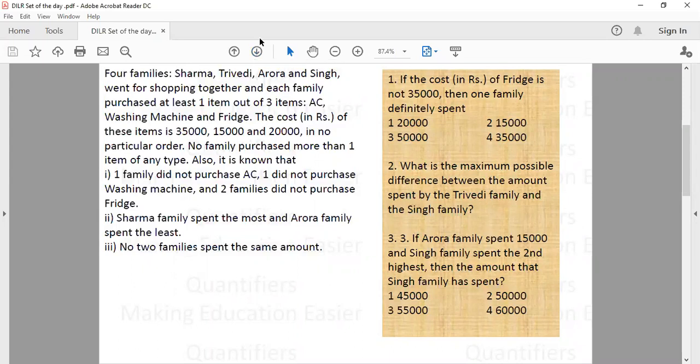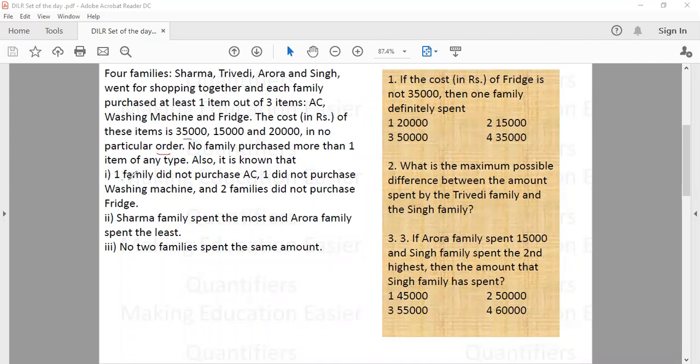Now it says there are 4 families: Sharma, Trivedi, Arora and Singh. They went for shopping together and each family purchased at least one item out of the 3 items, AC, washing machine and fridge. Their costs are given but in no particular order. And no family purchased more than one item of any type.